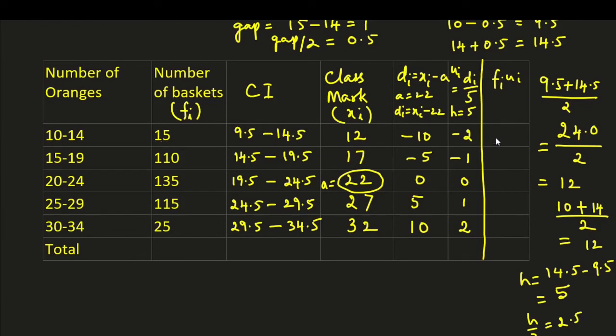fi is 15. 15 into minus 2 is minus 30. Here 110 into minus 1, minus 110. 135 into 0 is 0. 115 into 1, it is 115. Here we have 25 into 2, 50. Here the sum of negative values is minus 140, and the sum of positive values is 165. So summation fi ui is equal to 165 minus 140. We get 25. Then the number of baskets, summation fi, is 400.